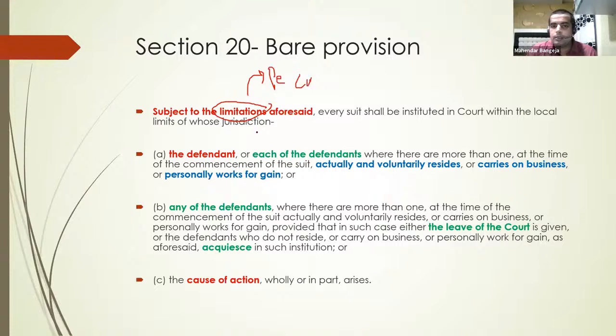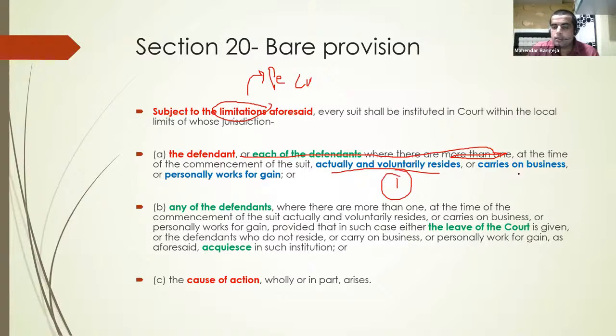Subject to the limitation aforesaid, because it was previously said, na? Subject to the limitation aforesaid, every suit shall be instituted in the court within the local limits of whose jurisdiction the defendant, now you must not read this for a while, यहाँ तक काट रहा हूं मैं, the defendant at the time of commencement of the suit actually and voluntarily resides, carries on business, or personally works for gain.